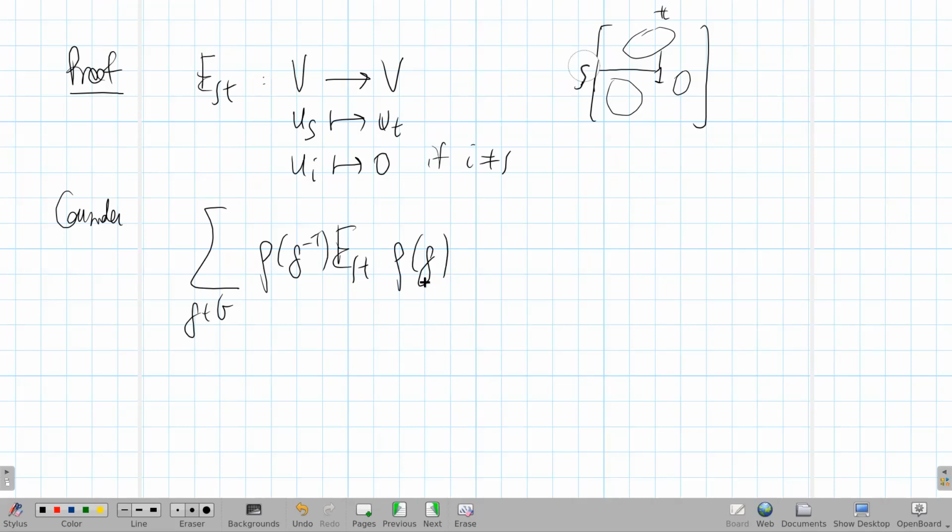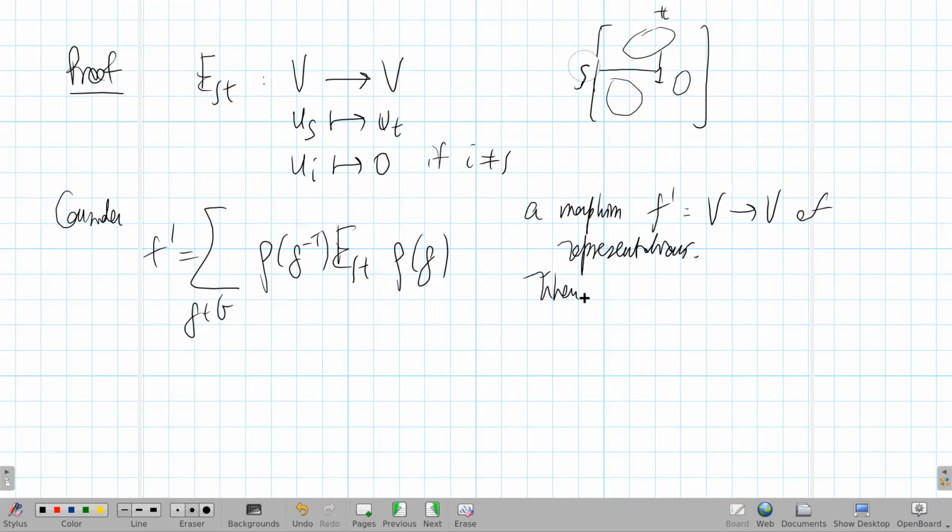So what do we know? This is a morphism of representations. Let's call it F prime. And now Schur's lemma tells me that then F prime is multiplication by a scalar.